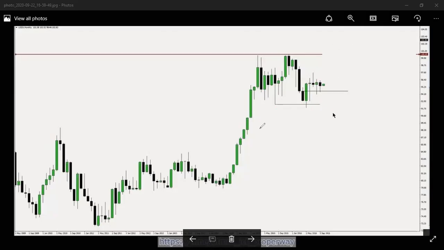Why would we buy? Because we are still bullish. There was no BMS of this low here, so we are still bullish. And then price goes up.